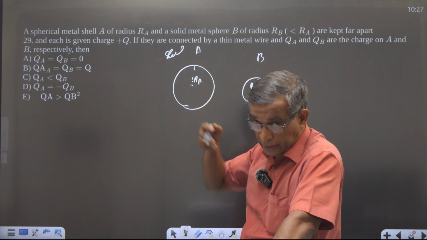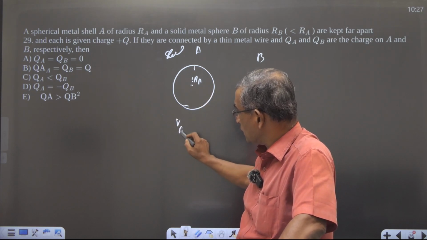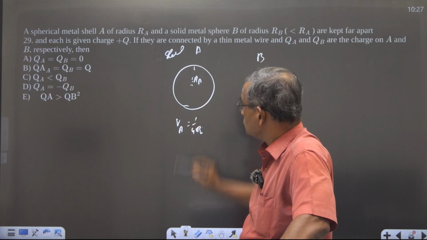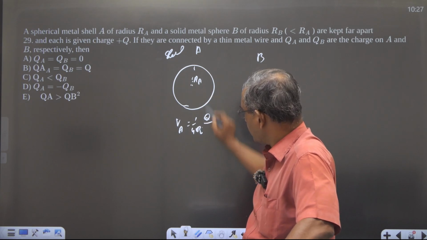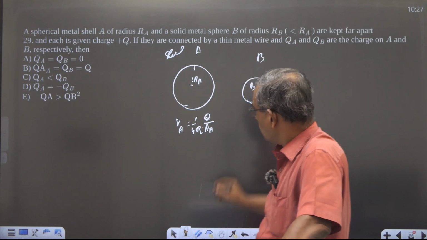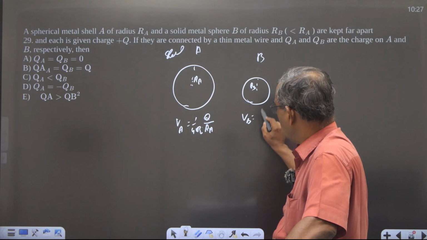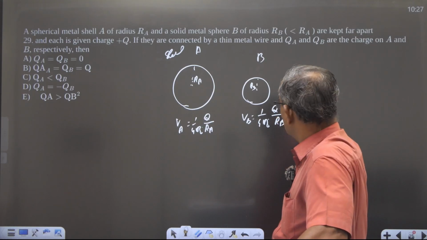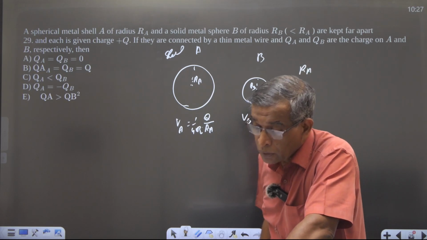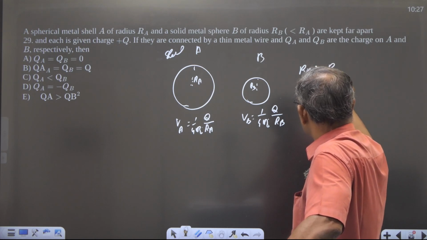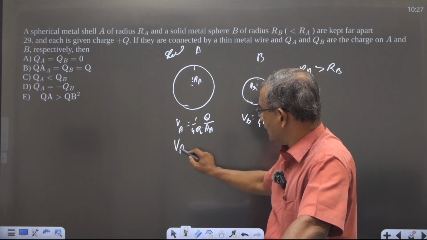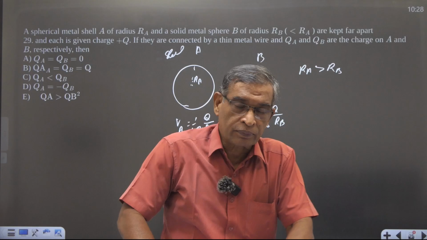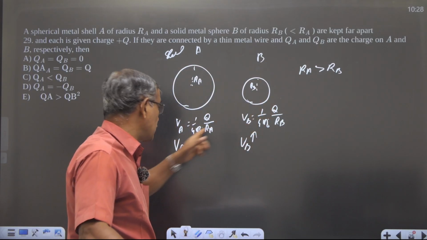The potential of this one is VA. It is not needed, but let me say it anyway. Our formula is 1 by 4 pi epsilon 0, charge Q by RA. Whereas the potential of B is given by 1 by 4 pi epsilon 0, charge Q by its radius RB. It is given that RB is less than RA, or RA is greater than RB. So this is more and therefore VA is less, but VB is more. Even though both of them are given the same charge, their potentials are not the same. This is the higher potential and this is the lower potential.